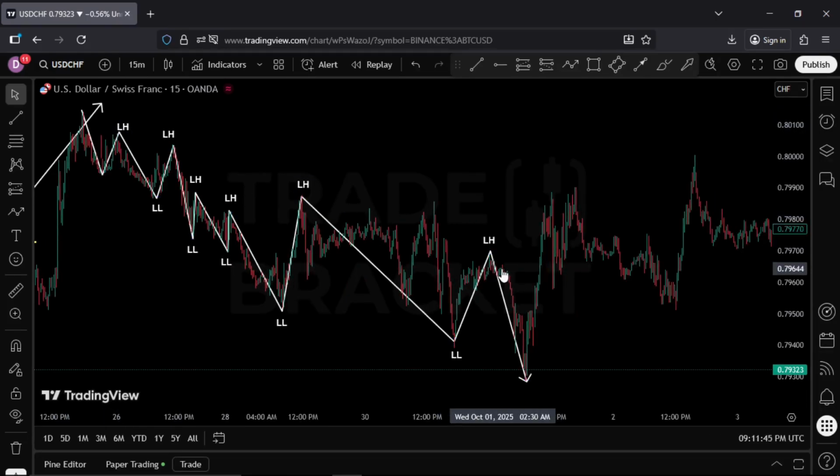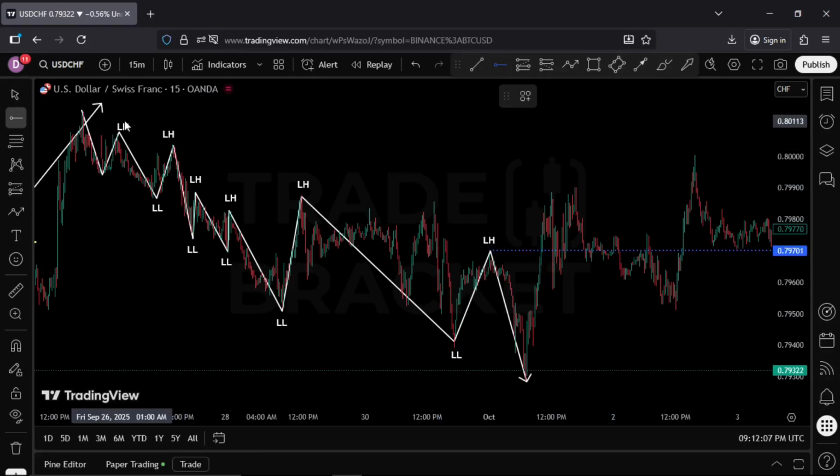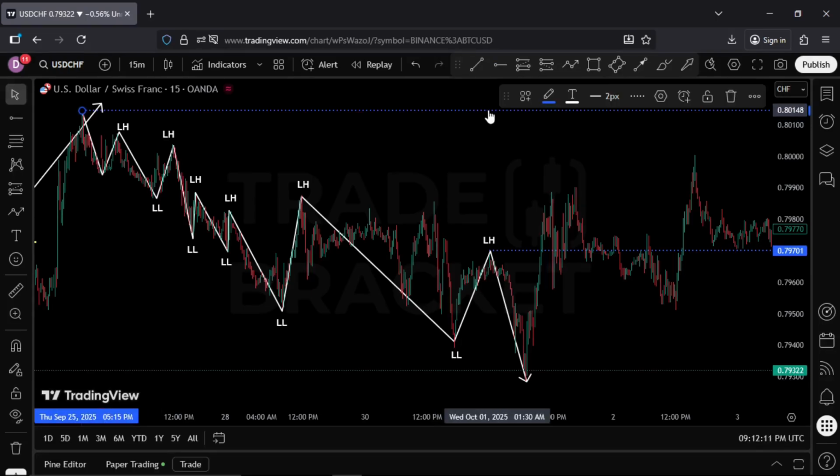Now remember, since the price was pulling back to the downside, our strategy will come into play if the price comes back and breaks the last lower high to be created. So let me go ahead and mark this. This right here will be the last lower high that we should be interested in. Then this right here will be the highest point, which will be the take profit.